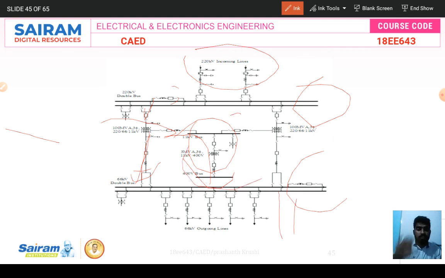This is the 400 volts bus substation. See, they mentioned lightning arrestor, wave trap, earth switches, CT, PT, isolators, everything. This is the one you draw on your computer. Once you draw this one, copy paste here, copy paste all five, and directly you'll get it. Okay. Thank you so much. Next we'll solve another problem.